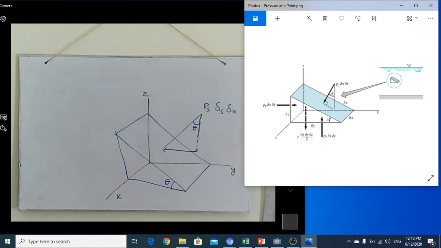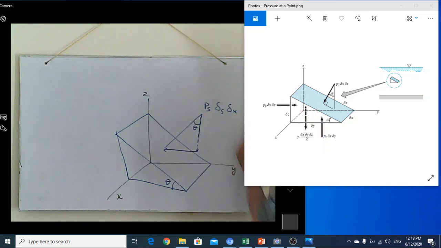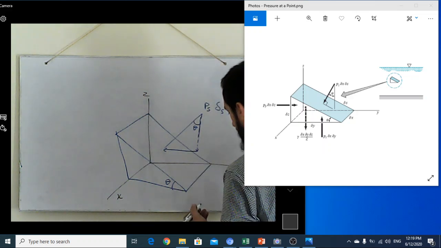Here I want to show you how we may resolve this PS ds cos x into its horizontal and vertical components, so that we can equate all components of the force.